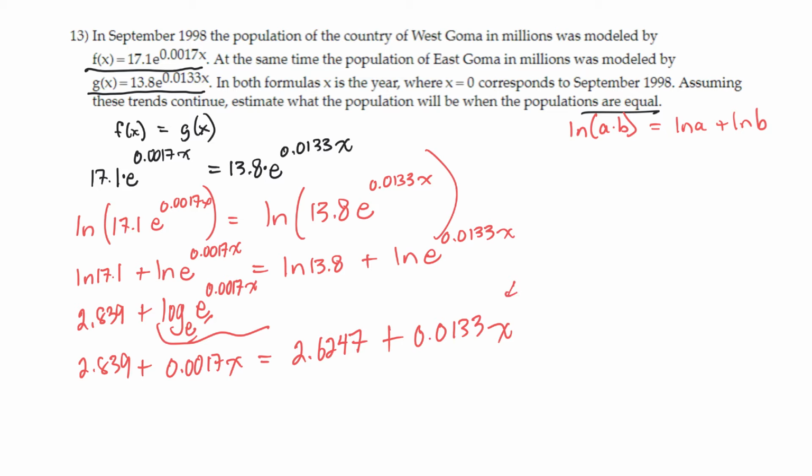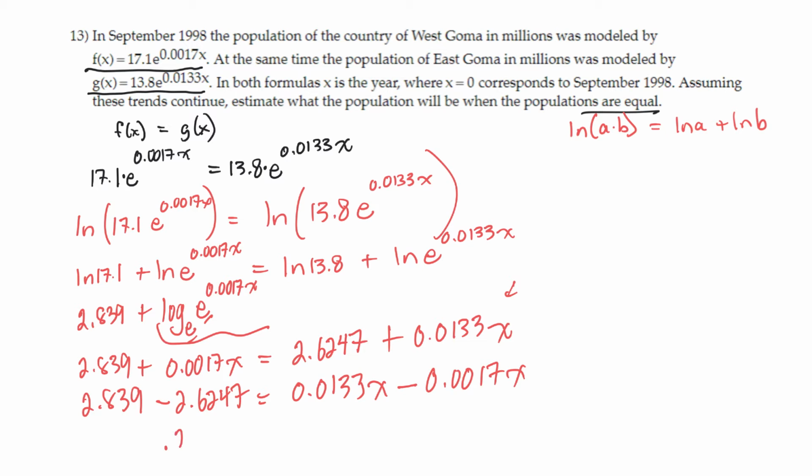Now let's gather the x's. This one looks bigger, so let's bring them onto this side. So 0.0133x minus 0.0017x is equal to 2.839 minus 2.6247. Okay, let's subtract those. 2.839 subtract 2.6247. So on the left side I get 0.2143, and on this side 0.0133 minus 0.0017.